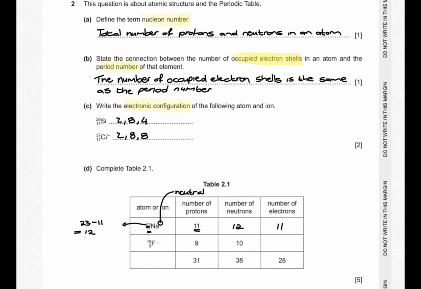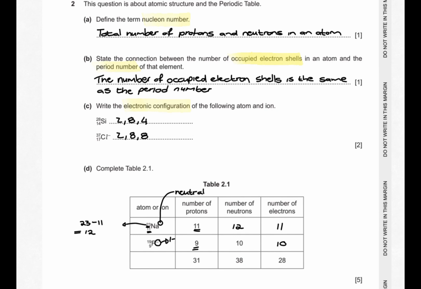So let's look at the next one, fluorine. So we can see that the number of protons is 9 and it has a charge of -1, meaning that it would have 1 more electron than protons. So it would have 10 electrons.